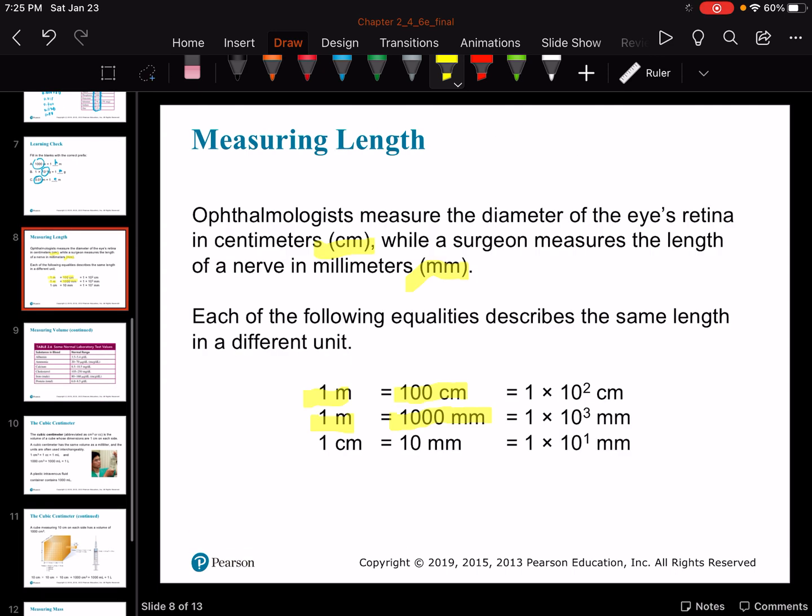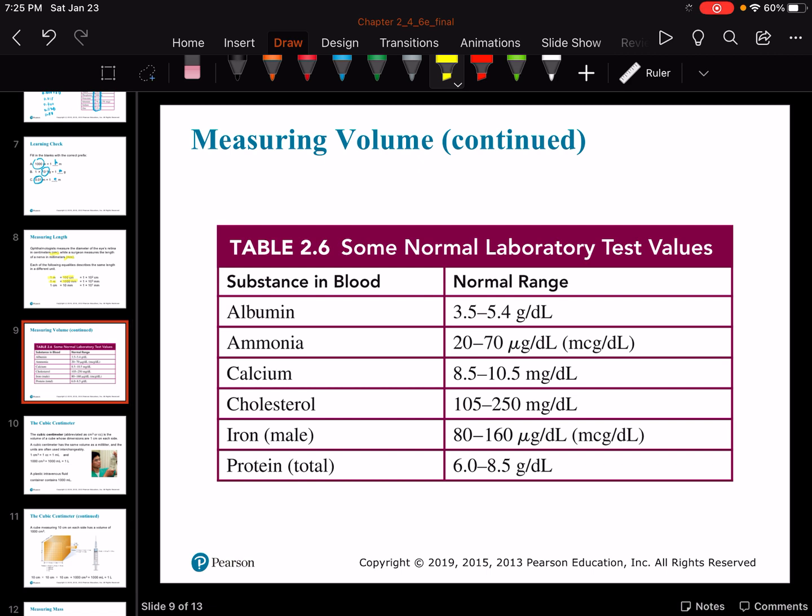This is measuring volume, and some normal ranges for albumin in the blood is maybe 3.4 to 5.4 grams per deciliter, right? Ammonia is going to be 20 to 70 micrograms per deciliter, right? Calcium might be 8. Can you see how these numbers are really convenient? 3.5, 20, 8.5. So we're just changing the units to make them easy to deal with.